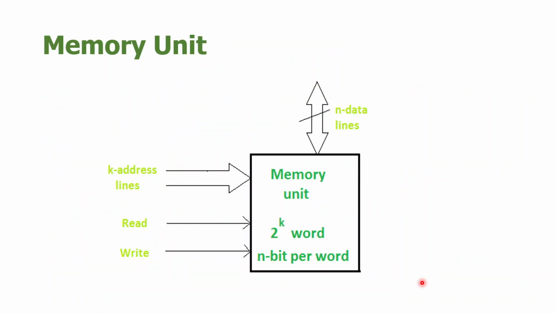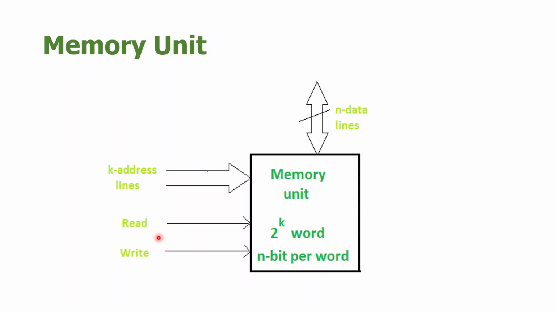Let us see the basic memory structure. It consists of k address lines, and 2 power k gives the number of words. For example, if k equals 4, then 2 power 4 is 16, so this memory consists of 16 rows. And there are n data lines. If n equals 8, that means 8 data lines, that is, this memory has 8 columns. So memory is organized as rows and columns. Rows are given by 2 power k, where k is the number of address lines, and the n data lines represent columns. For example, if n is 8, 8 columns will be there.